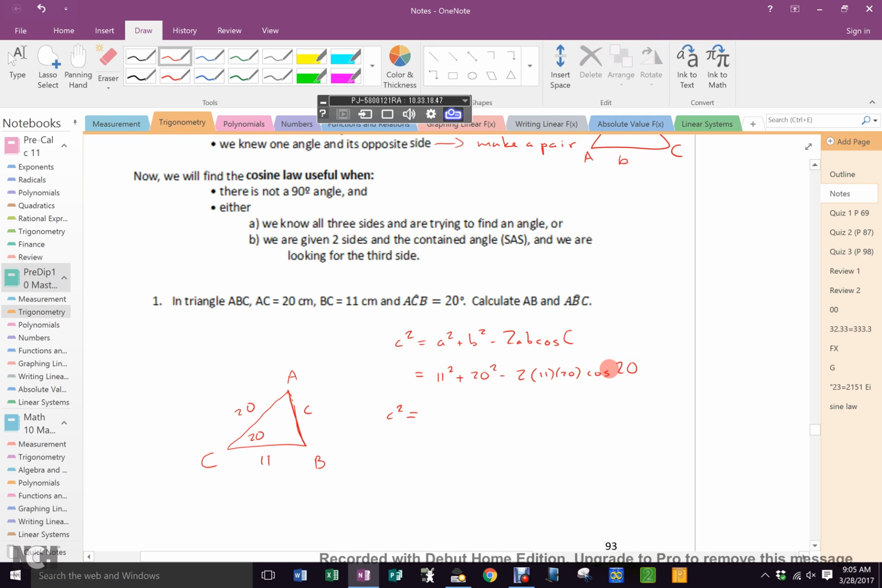If you can't do it in one step, what are you going to do? You're going to go step by step, right? What's 11 squared? 121 plus 400 minus 440 cos 20. Right? Then what do you get for an answer? Pardon me? 107.